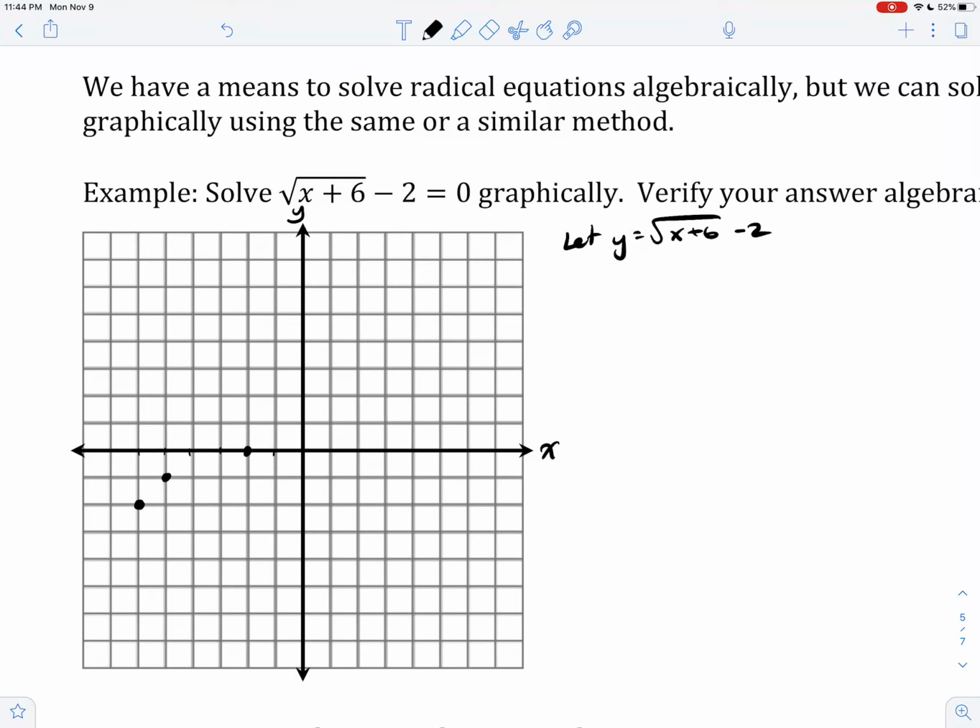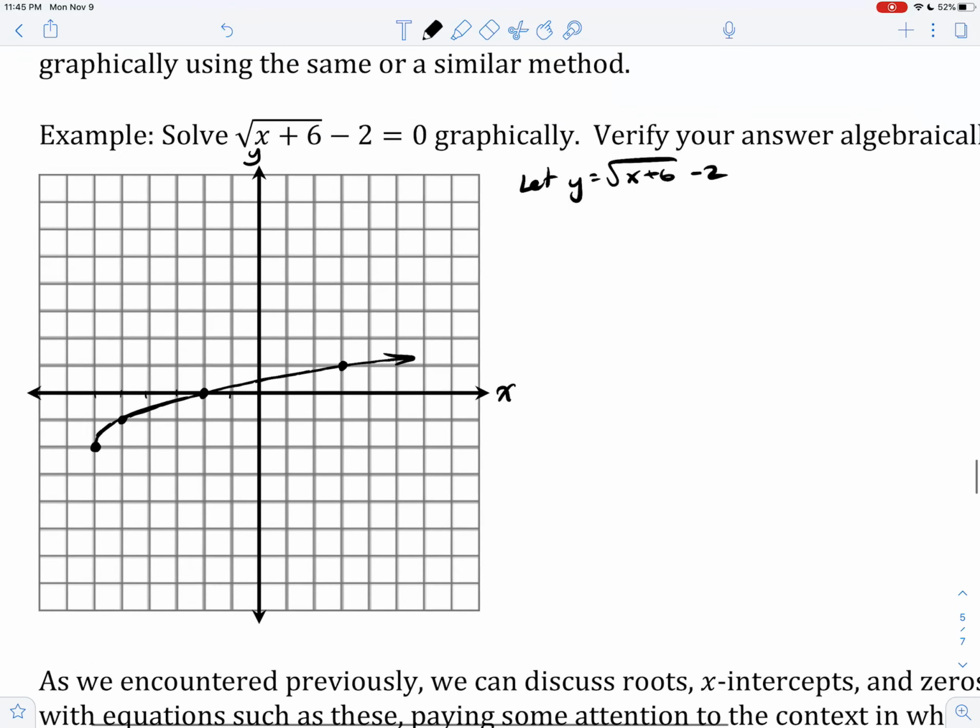So this part you should be familiar with. You should know how to transform a radical function. 1, 2, 3, 4, 5. This can go here. Super. And naturally I will play connect the dots. A game not just for children, but for mathematicians too. Maybe detectives. That's more metaphorical at that point. So there it is.